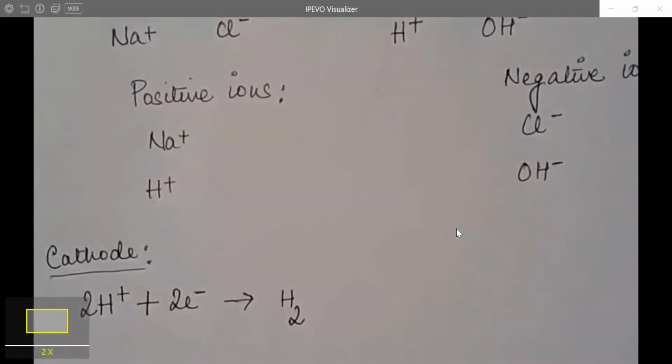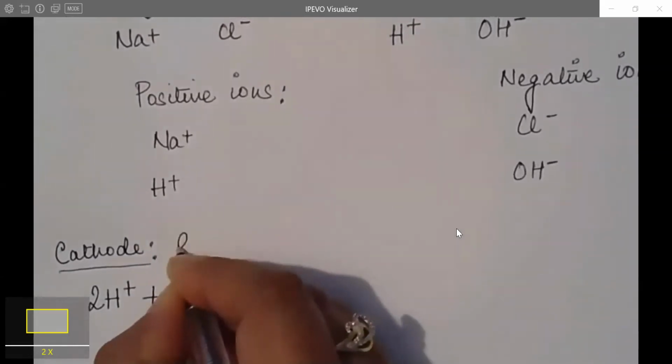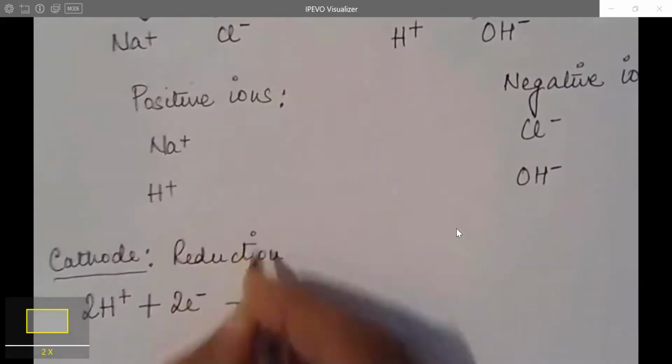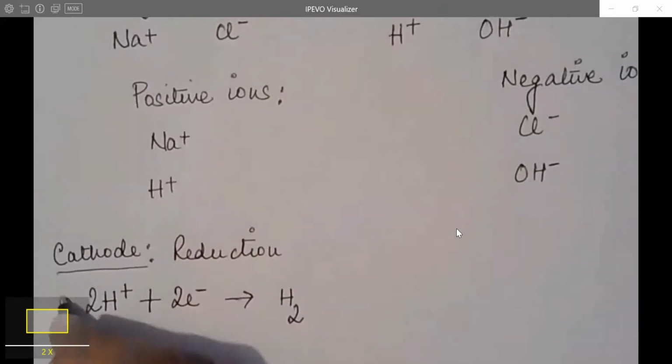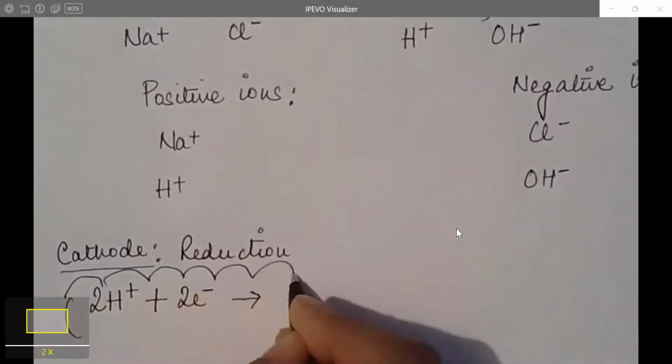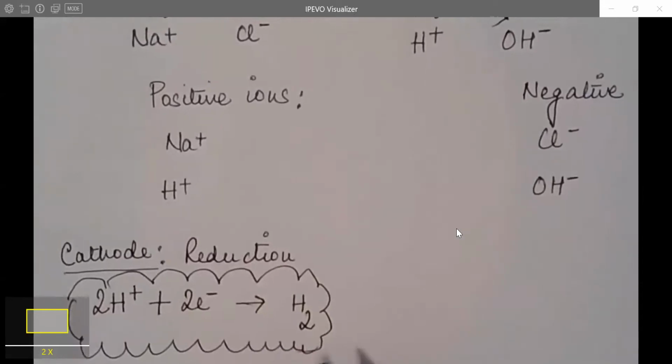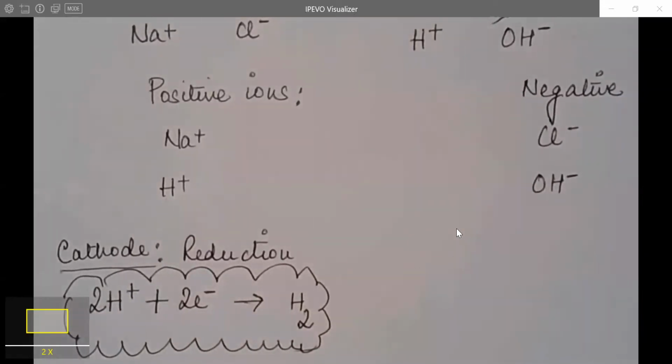Because this involves gain of electrons, this is known as a reduction reaction. And this is the half equation that represents the chemical reaction that happens at the cathode.